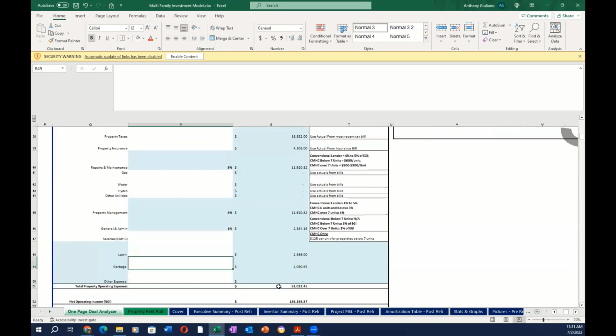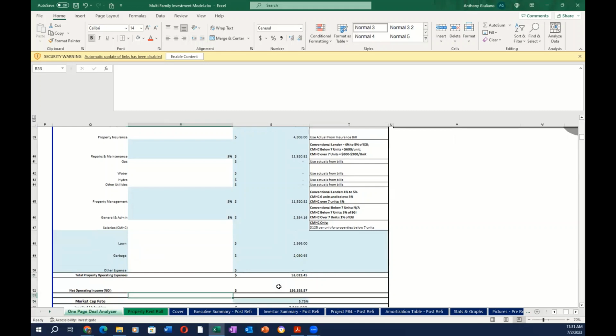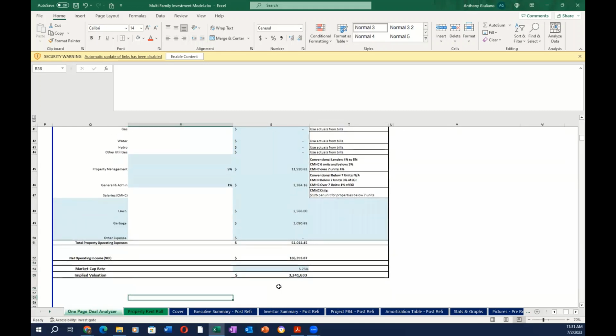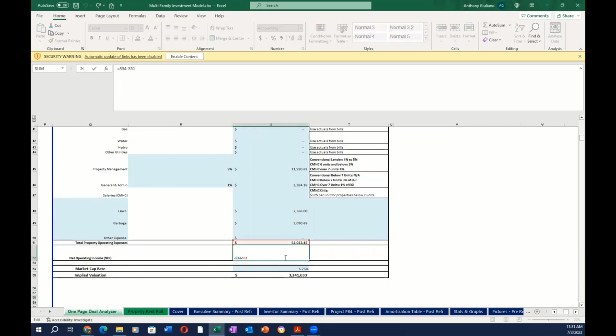There's still some lawn maintenance, garbage, and then there's an other expense line item here. Again, you can overwrite these line items with whatever you want in the blue over here if you want to put some additional line items. And basically what we know is that right now the net operating income after refinance on this building is $186,000, which I know.